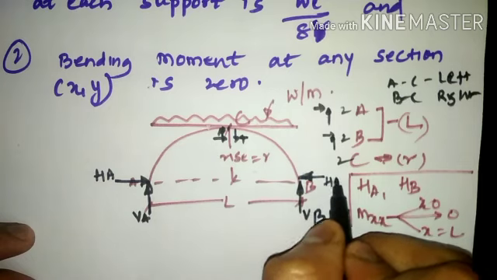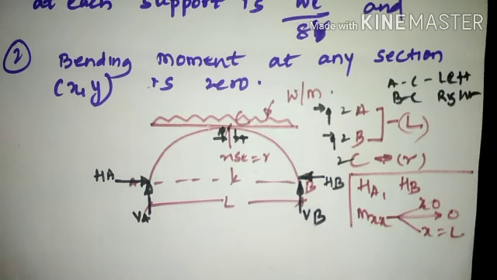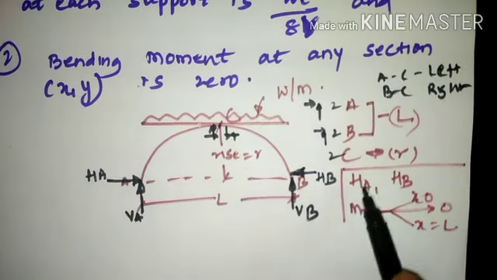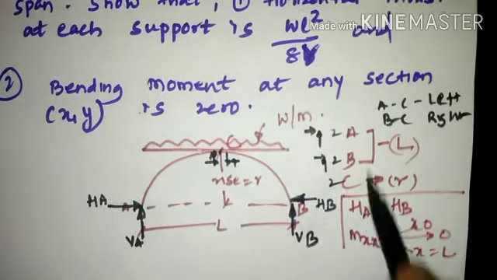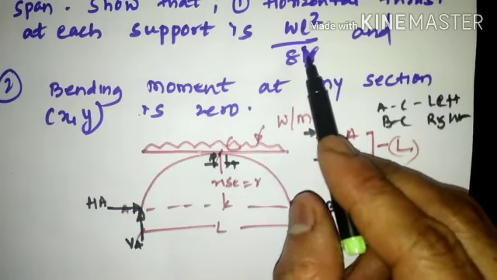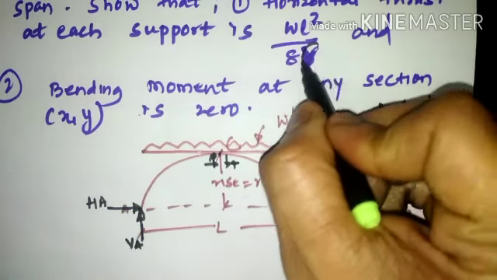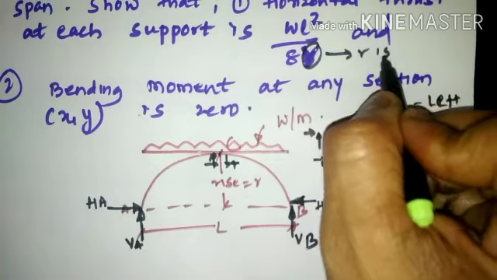And this reaction will be called HB, which will be a resisting force not to allow the arch to shift towards the right hand side. So we need to find out the value of HA and HB. And the value of HA and HB should be WL square divided by 8R, where R, what has been mentioned here, is the rise of the arch.